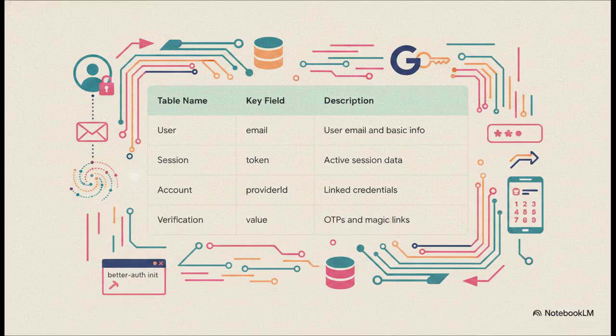So if the installation was the hardware, your database is essentially the central control panel. It keeps the permanent, secure records of exactly who is allowed inside the building. You're going to need a user table for basic info like emails, a session table to track active logins with a token, an account table for linked credentials, say if a user logs in with Google instead of a password, and a verification table for things like one-time passwords.